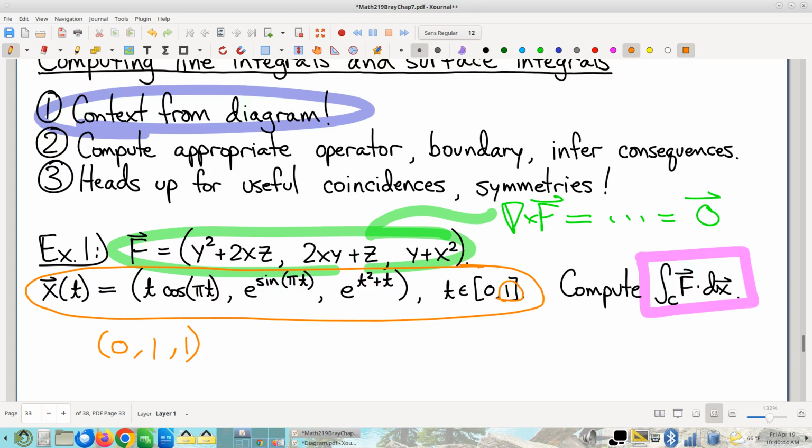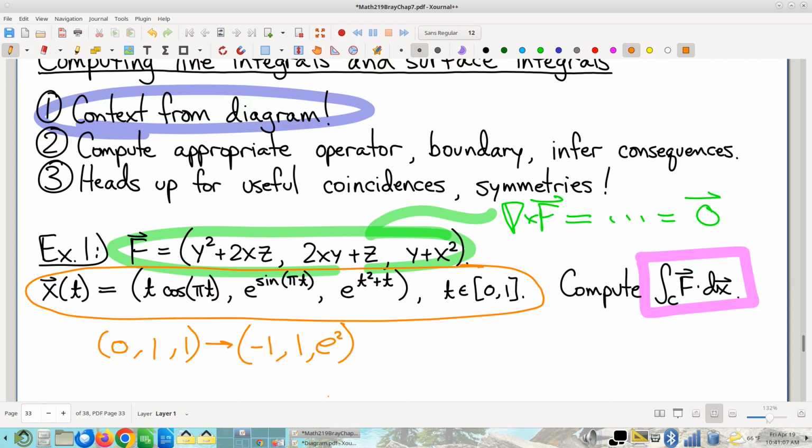Let's take t equals 1, plug it in, and I get negative 1, comma, 1, comma, e squared. Okay, so I have found my boundary. My boundary is that this curve starts there, ends there.